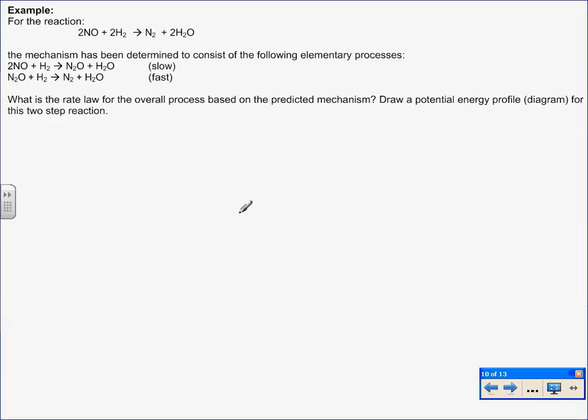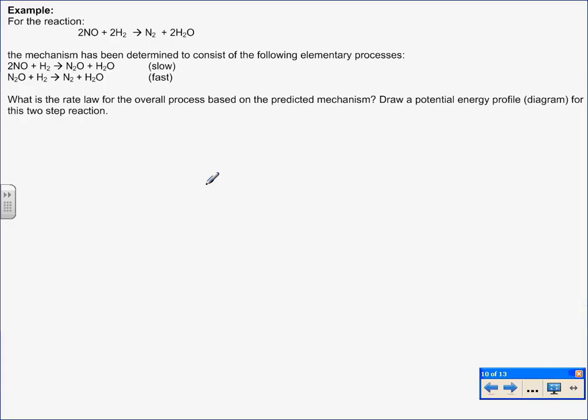Let's look at another example. We've got a reaction of 2NO plus 2H2 going to N2 and 2H2O. After some study, the mechanism was determined to occur in the following two steps. 2NO plus H2 going to N2O and H2O, followed by N2O plus H2 going to N2 plus H2O. So from this information, it's asking us to produce the overall rate law based on the mechanism.